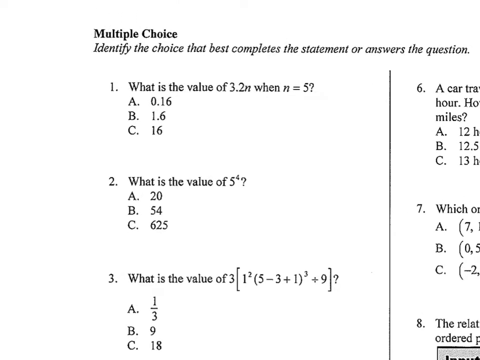Question number 1. What is the value of 3.2n when n equals 5? So you're just going to plug in 5 right there. A number and a letter beside themselves means multiplication. So work it out. Choose from A, B, or C.